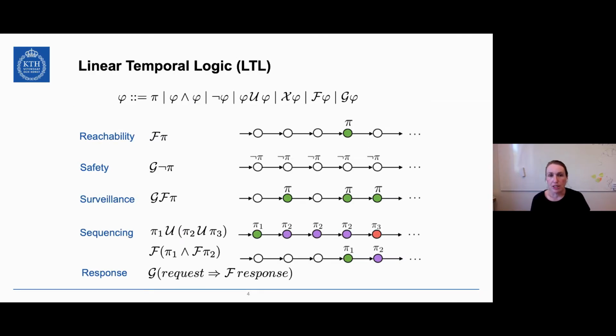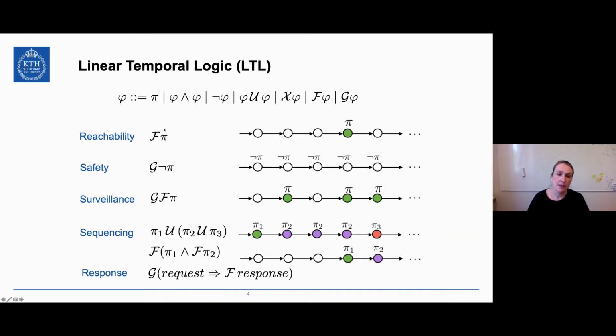So temporal logic, just in case you have not seen this before or you need a refresher, has a bunch of operators. Some of them are classical propositional operators like and, or, negation, that stuff you might know. But then we have these special temporal operators like until, next, eventually, and always.